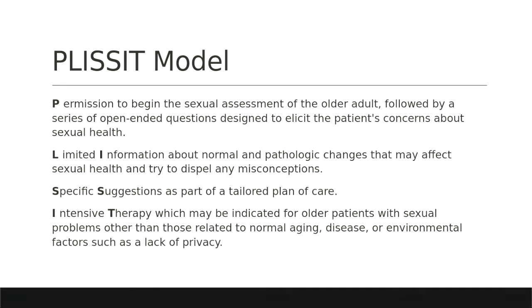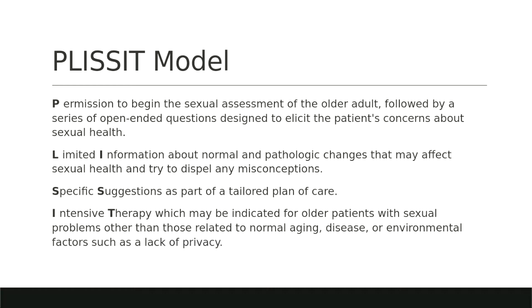From there, you can provide limited information about normal and pathologic changes that may affect sexual health, and try to dispel any misconceptions. And this is in a general sense. So giving general information about changes that affect sexual health for older adults can be very helpful and a nice way to set up a conversation by letting an older adult patient know that they're not alone. Perhaps the issue that they're bringing to you and asking you about is something that's very common. And so that can help ease the tension and make someone feel less uncomfortable about having a conversation about this.